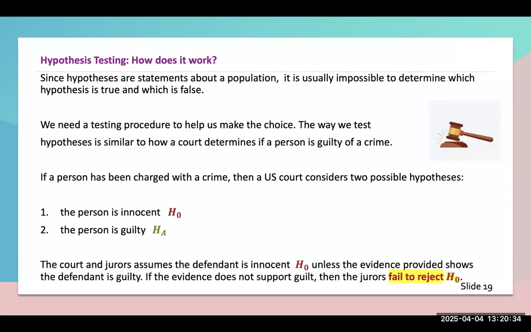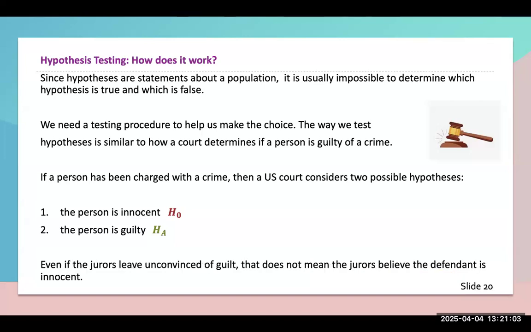So the court and jurors assume a defendant is innocent unless the evidence provided shows the defendant is guilty. If the evidence does not support guilt, then the jurors fail to reject the null hypothesis. What does fail to reject the null hypothesis mean? It doesn't say they accept the null hypothesis. Just because we don't have enough evidence to support guilt doesn't mean a person is innocent. So we just don't have enough evidence to say that they are guilty. So even if jurors leave unconvinced of guilt, that doesn't mean jurors believe the defendant is innocent.